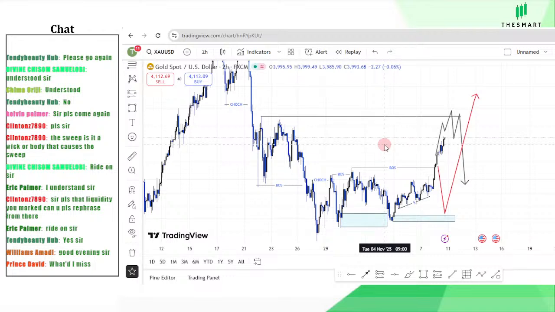So with this good example I've just given as the last example, this is where I will end it on liquidity sweep and reversal.